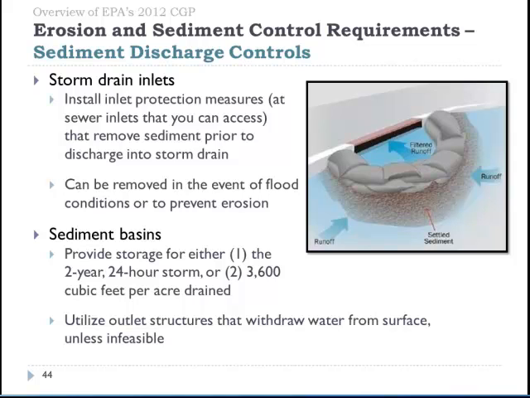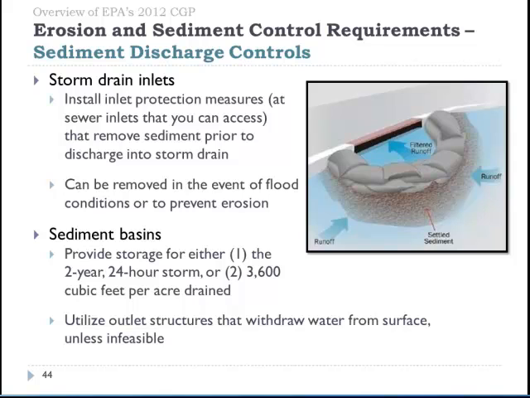We did receive a number of concerns about this requirement from commenters that noted that some of these at-grade controls can cause flooding conditions, and for that reason there's a note in the permit that authorizes people to take these controls down if there's flood conditions that are likely to be caused by a rain event.